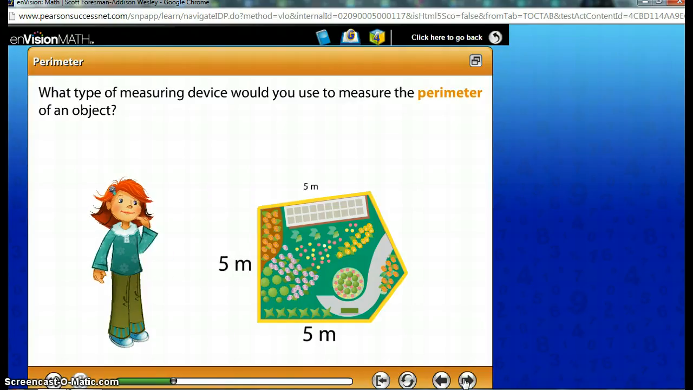What type of measuring device would you use to measure the perimeter of an object? What do you think, Alex? A ruler. Depends on the size, right? If it was something on a piece of paper in front of you, I'd say use your ruler. But look here, they're saying meters. This is a big area. What else could you use, Ethan?